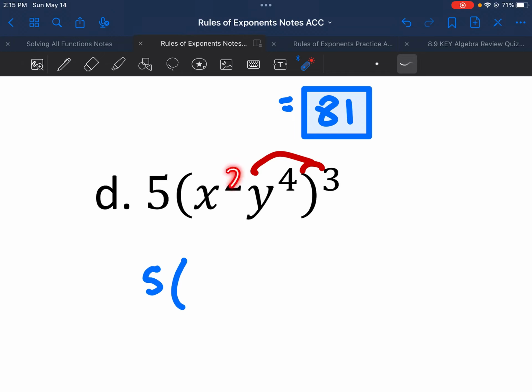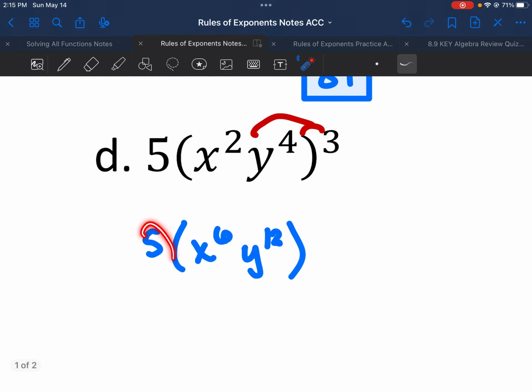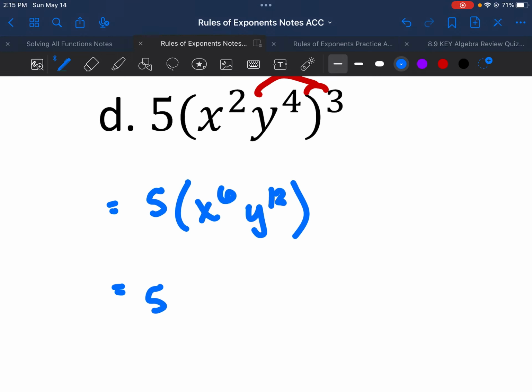With the power rule, if we have an exponent raised to an exponent, we multiply them. So 5 times x to the 6th, y to the 12th. And again, this 5 is not going to distribute. It's not going to distribute like that. It's just going to be 5x to the 6th, y to the 12th.